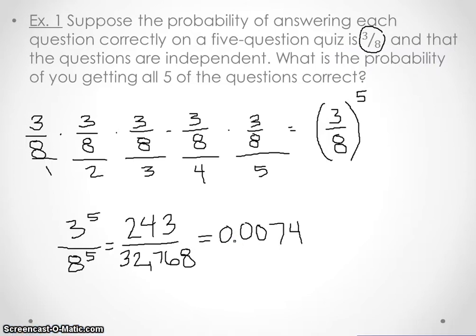If we wanted to get it as a percent, we know we have to take this decimal and move it over 2 places. So our percentage would then become 0.